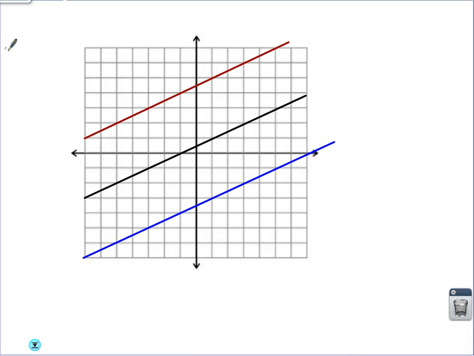Okay, next up we're going to be talking about parallel and perpendicular lines. And you probably remember this from previous courses. Parallel lines are two lines that extend forever in the same plane. They can't be in different planes. But two lines that are in the same plane that extend forever would never cross.